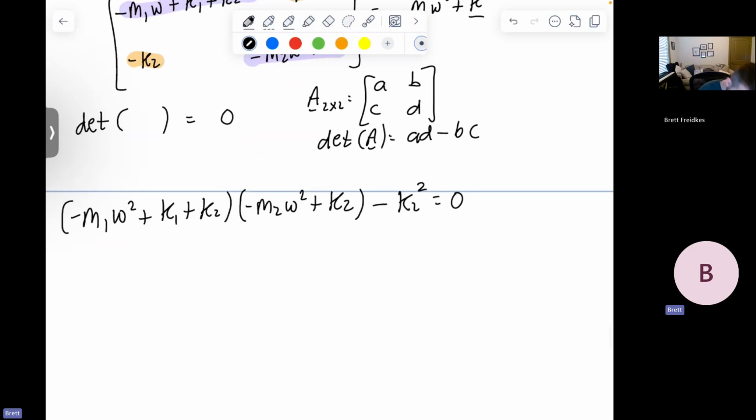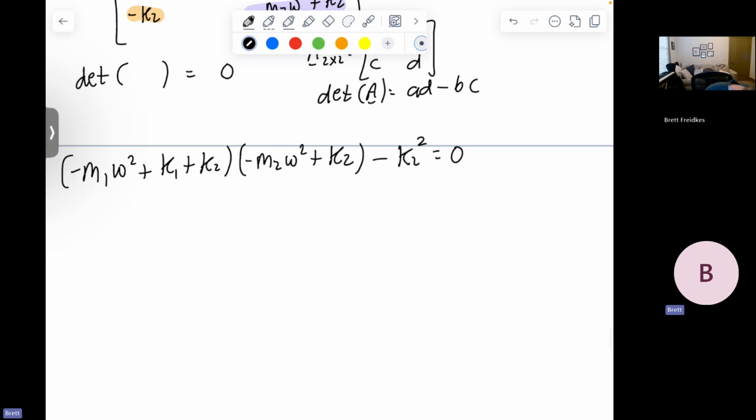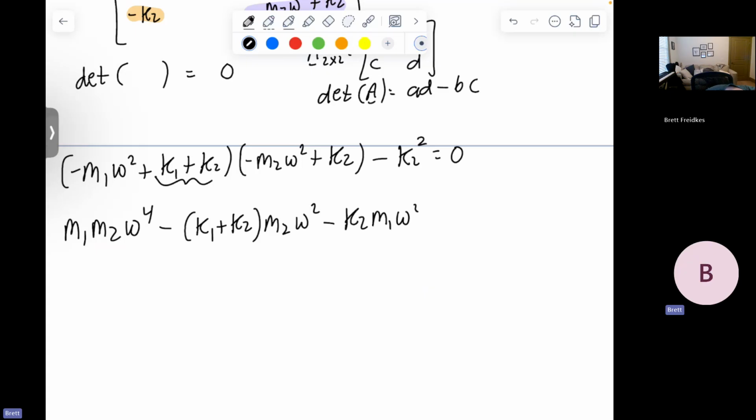Okay, so now we can keep going. If I distribute the first term, I get M1 M2 omega to the fourth. If I think about this as a full term, I will get minus K1 plus K2 times M2 omega squared, minus K2 M1 omega squared, plus K1 plus K2 times K2, minus K2 squared. That whole thing is equal to 0.